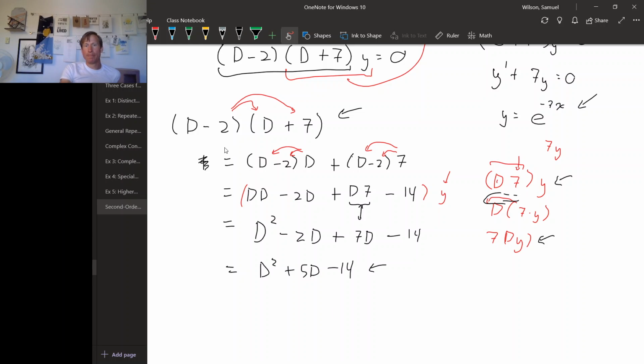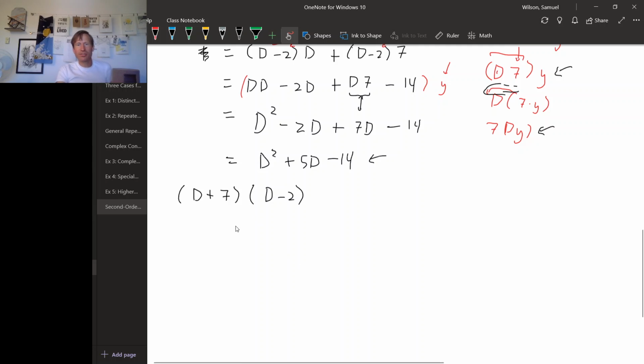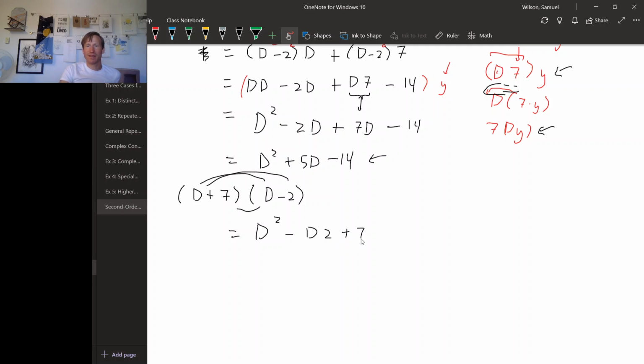So if we did this the other way, remember the whole point of this is that these linear differential operators commute. You can do this in either order. If we did exactly the same calculation, we get, let's see, this one is D applied to D, that's D squared. D applied to minus 2 is, we are careful here, minus D applied to the operator 2, and then plus 7D, and then minus 14.